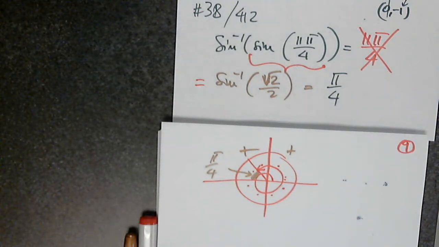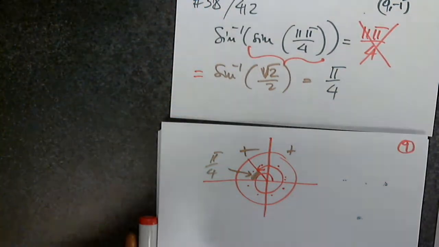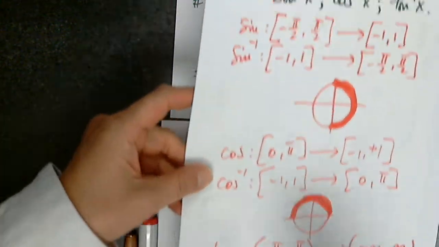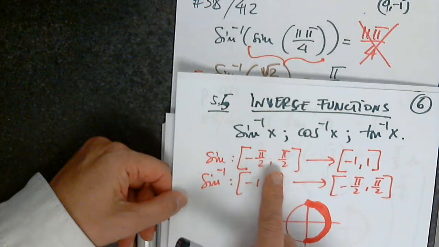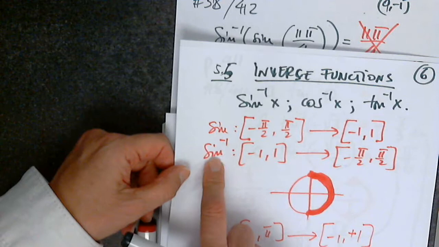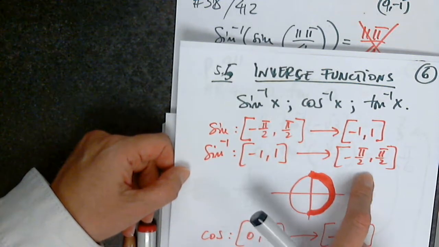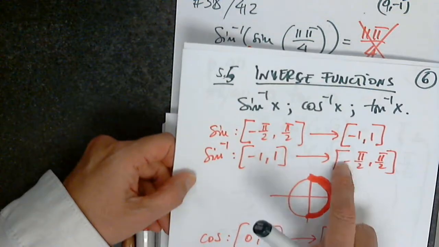So this is a perfect example in which I was not able to use the property of inverse functions because of the way we defined these functions. Sine inverse applied to a number had to give us an answer between negative pi over 2 and pi over 2. I could not write 11 pi over 4 because 11 pi over 4 is not here.